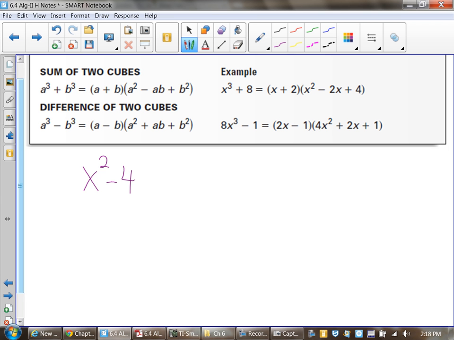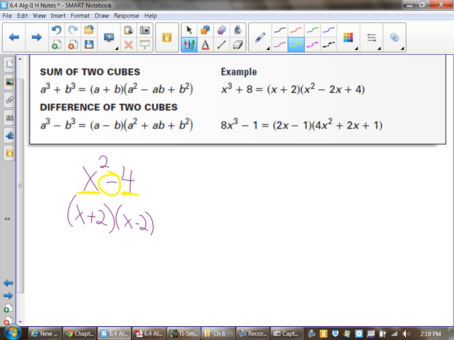If I had to factor x squared minus 4, you guys recall I would ask the questions: is this a perfect square? Is this a perfect square? Is this a subtraction symbol? Did we say yes to all of that? Yes. So what's the square root of x squared? What's the square root of 4? So you would write out your terms as x plus 2 and x minus 2. And that's what we have done with difference of squares.